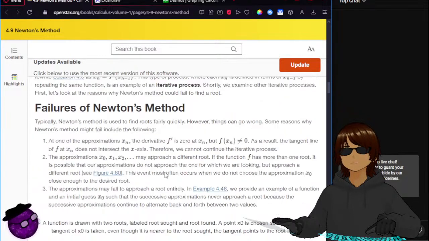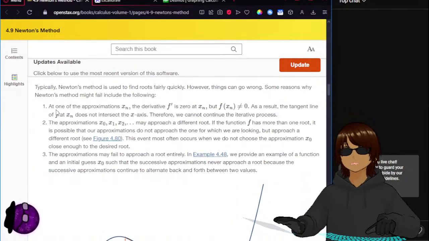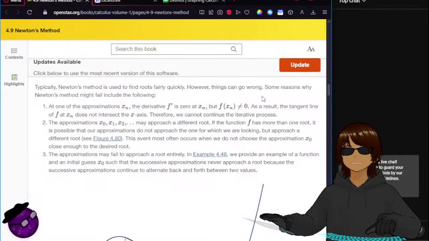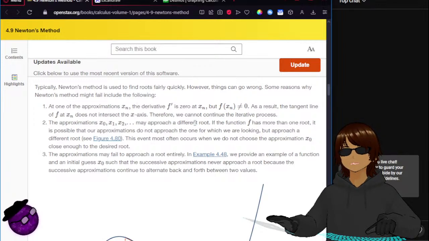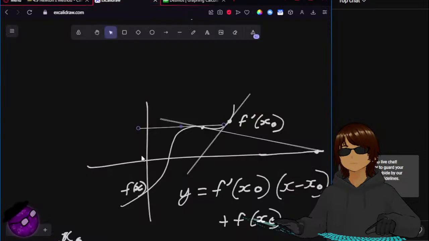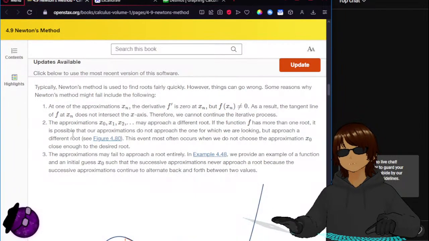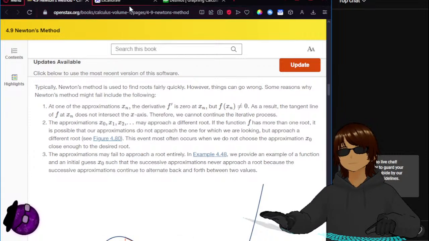So why does this not work? At one of the approximations, x and the derivative of f is 0. Oh, so if it's like this, then Newton's method would fail. The approximation may approach a different root than the one we are finding. Okay. If the graph is like this and there are two roots, we may be trying to find this one, but we would fail. The approximation may fail to approach a root entirely, or sometimes it might switch.